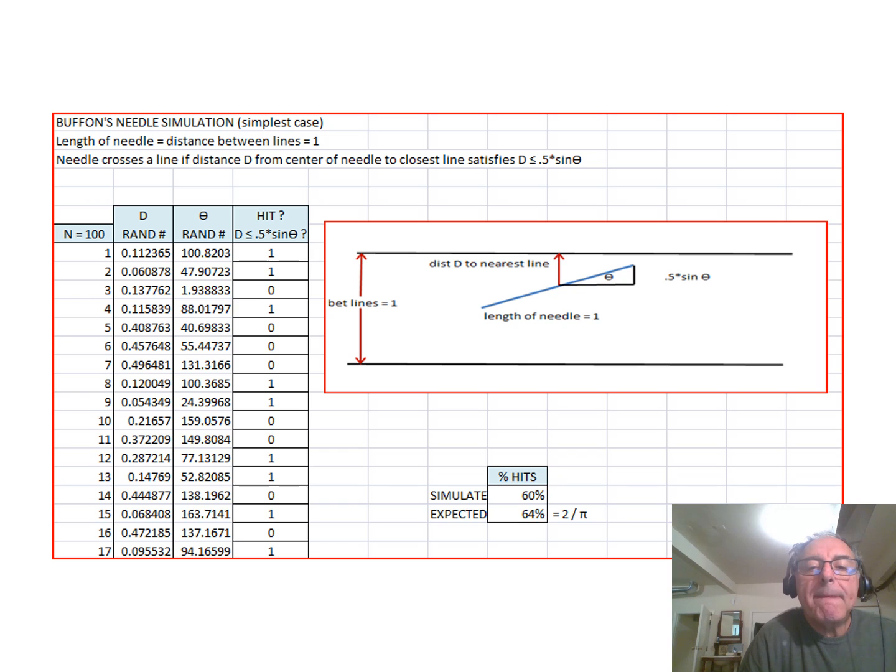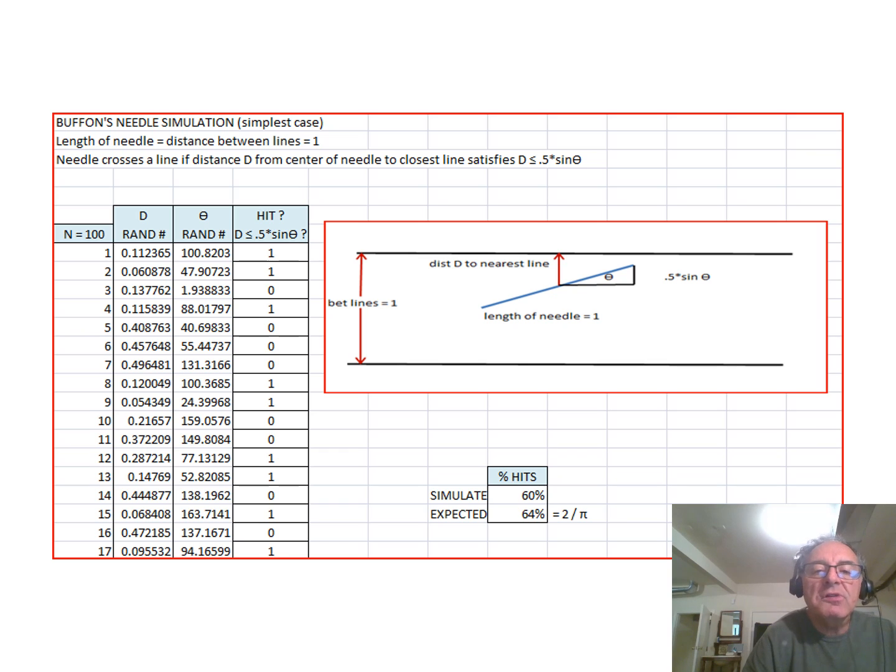Basically, for any two consecutive lines, what we're interested in is the distance from the midpoint of where the needle drops to the line. And we're interested in the angle theta that the needle makes with the horizontal. So these are the 2 random variables, the distance d and the angle theta. Once again, these are 2 things that are easy to simulate.